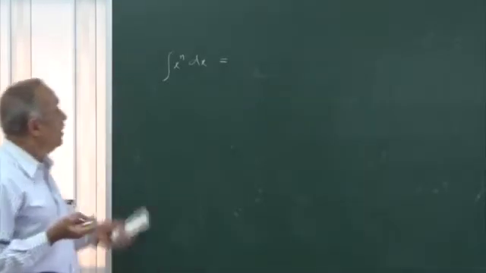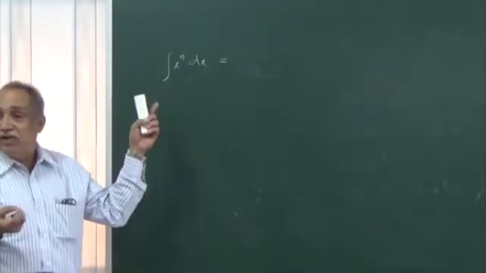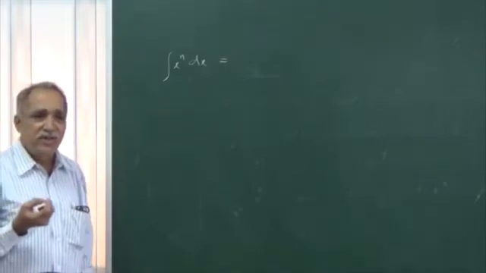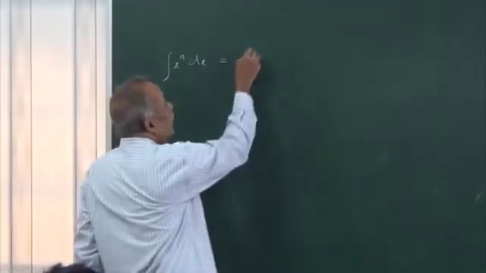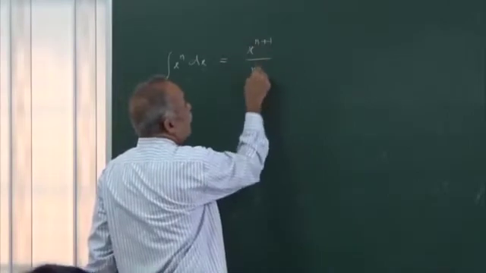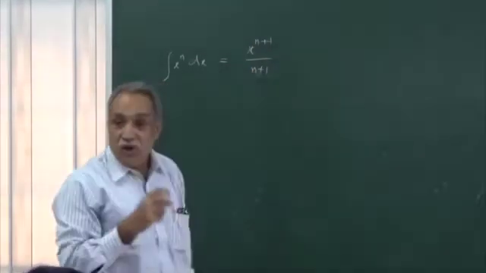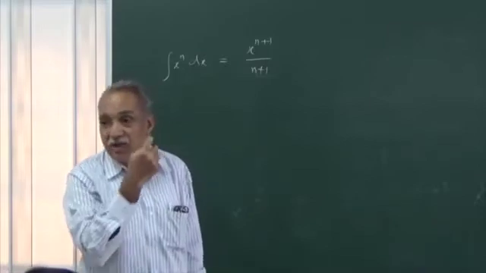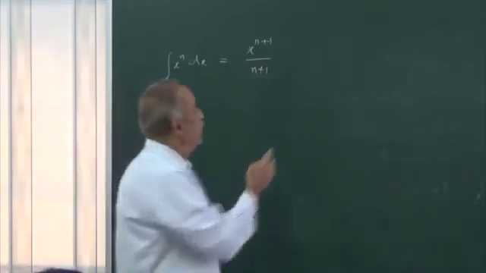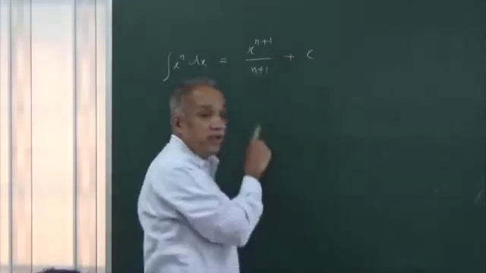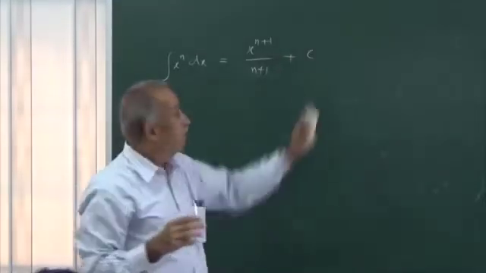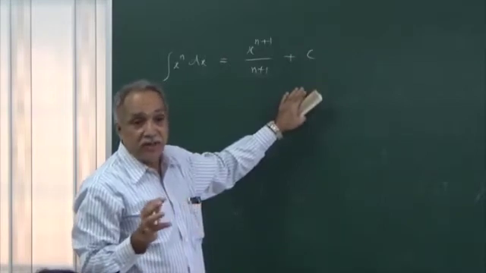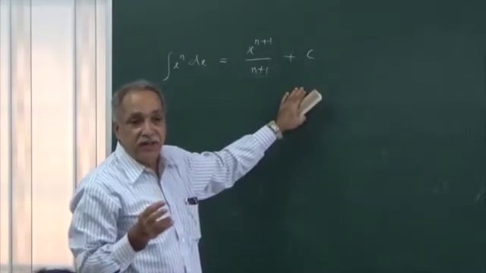Okay. Which function, when differentiated, gives x to the power n? Very easy to guess. For x power n, derivative is n x power n minus 1. The integral will be x to the power n plus 1 by n plus 1 plus an arbitrary constant, which will be the actual integral. Without c, it is only an antiderivative. With c, it will be an integral. Not an integral, the integral.